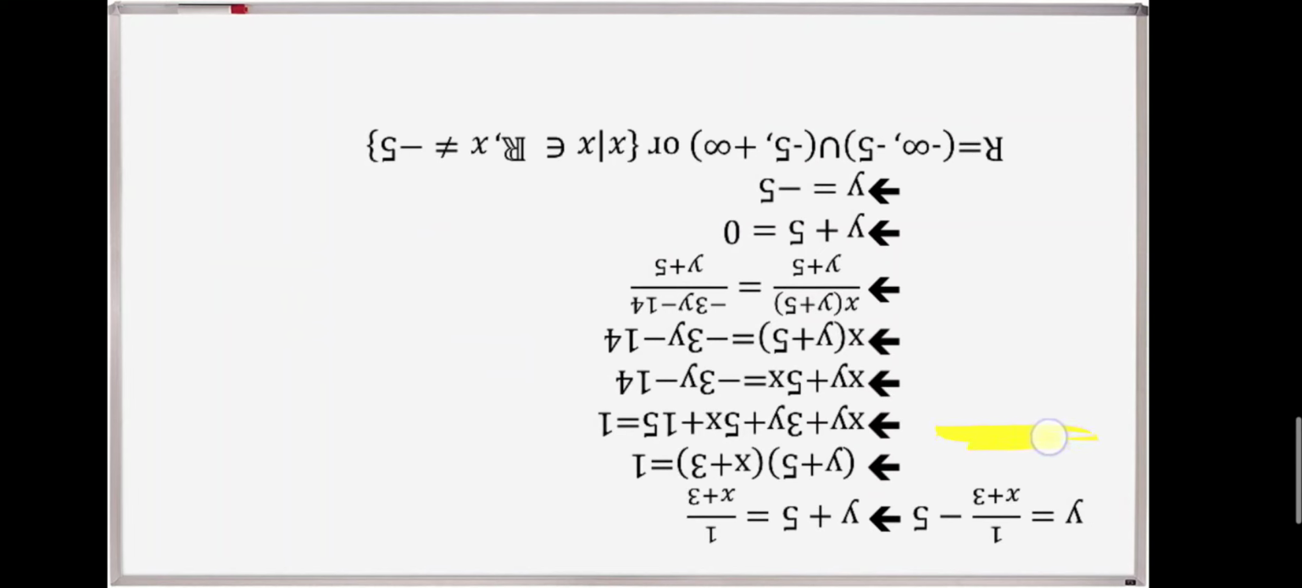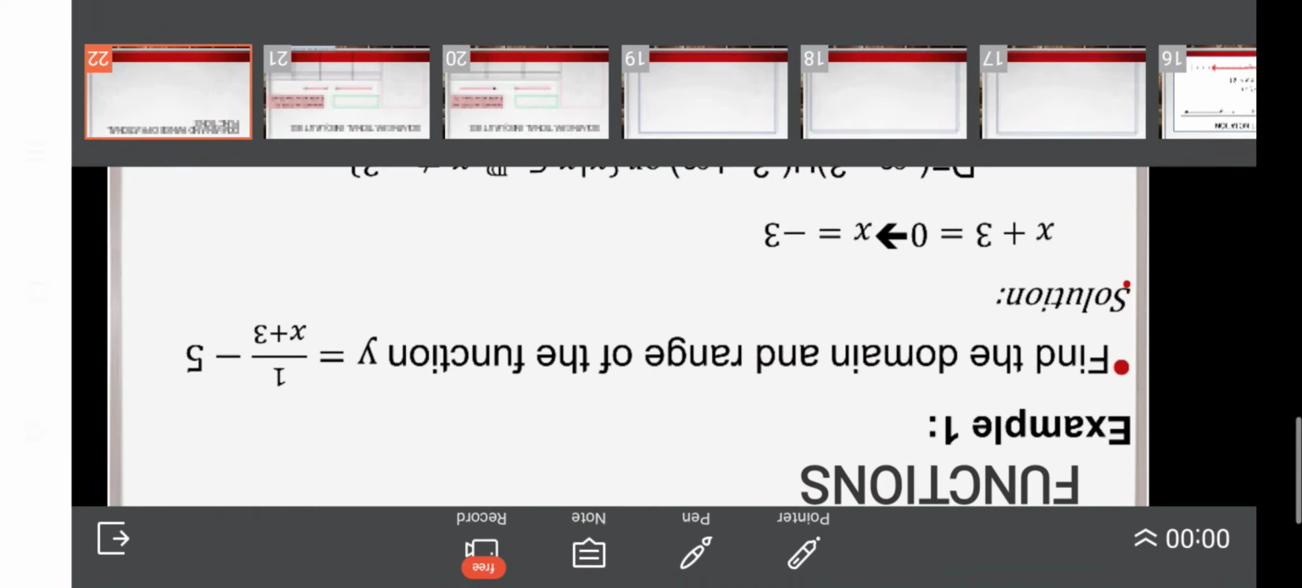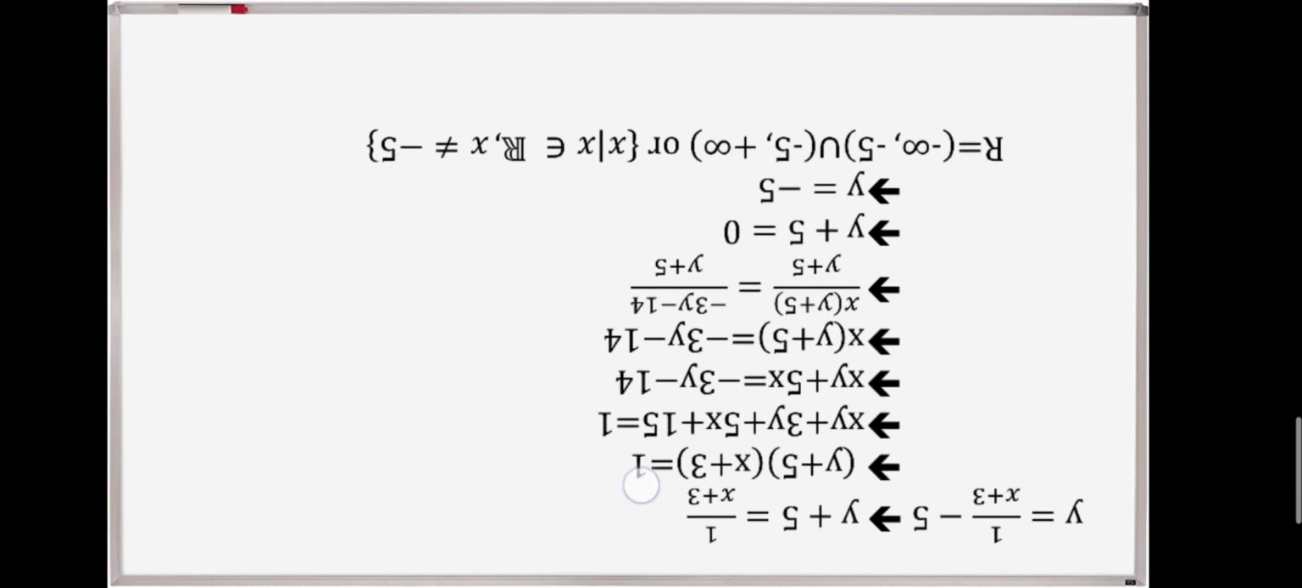Next is the range. To find the range, again, solve for x first. To make it possible, this term, the negative 5, will be transposed to the other side. So we will obtain y plus 5, negative 5 will become positive, is equal to 1 over x plus 3. Then cross-multiply: 1 and the denominator of y plus 5, which is 1. So y plus 5 times x plus 3 is y plus 5 times x plus 3, then 1 times 1, the denominator of y plus 5, is 1.